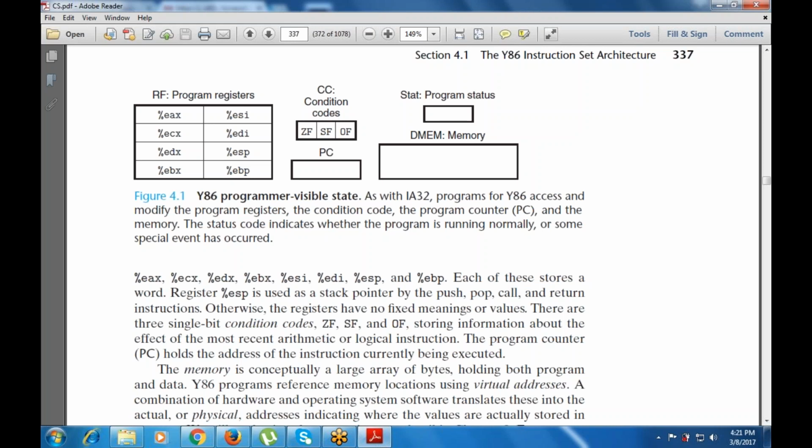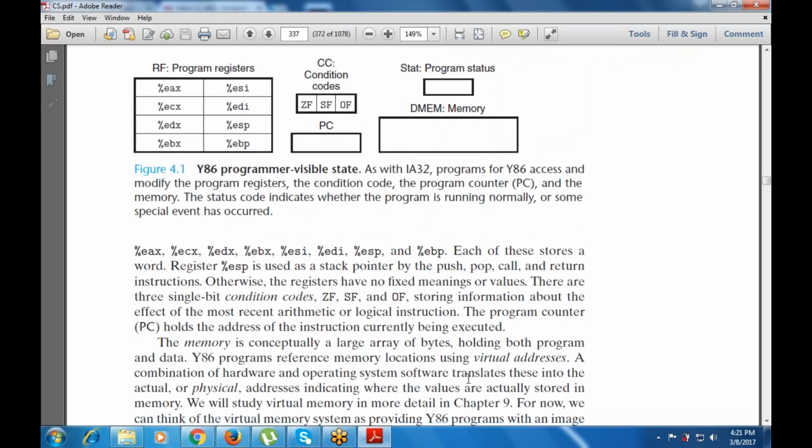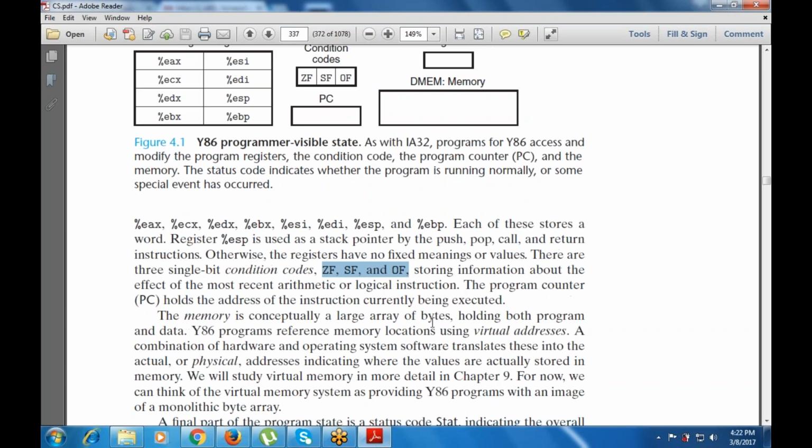Now, these 8 registers are based on the 3 single-bit condition codes, that is ZF, SF and OF, that are used with the program counter that holds the address of the instruction currently being executed. And the memory is conceptually a large array of bytes that holds the program as well as the data, and this program also references memory locations using virtual addresses.